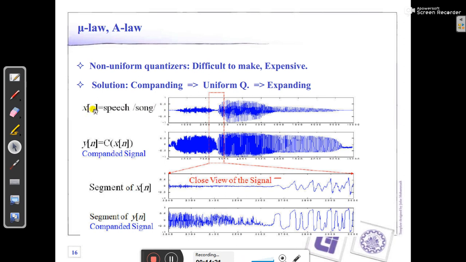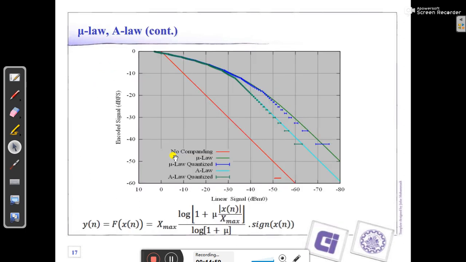Here x(n) is a speech or a song. y(n) is the companded signal, produced by a companding function. This is a segment of x(n), a close view of this part, and this is a segment of y(n), the companded signal. You can see the difference between these two signals: this is the original signal, but this is the companded signal. So this is called companding.